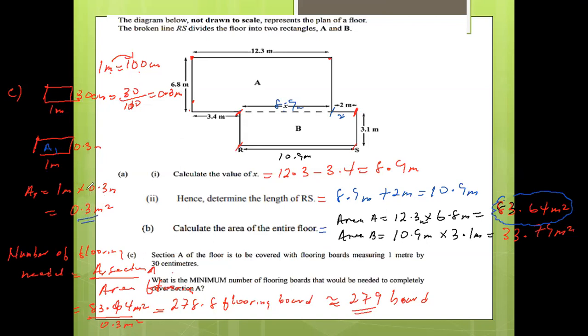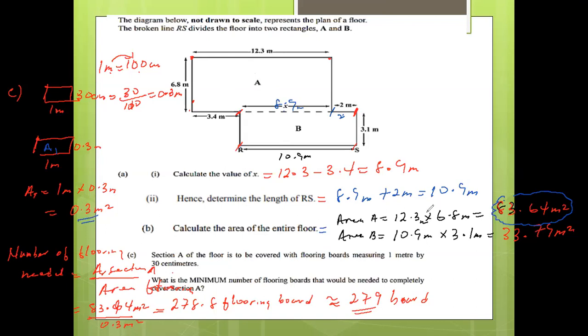Now, we need two things. If we need the number of flooring boards in your room, first of all, you have to find the area of your room and the area of the tile you are going to use. And that will determine how many tiles you need to tile your room. First of all, you find the area of your room, which happens to be 83.64, right? The area of one tile is 0.3 meters square, because you have multiplied 1 times 0.3 meters square. Do you understand up to this point so far? Yes, sir. All right.